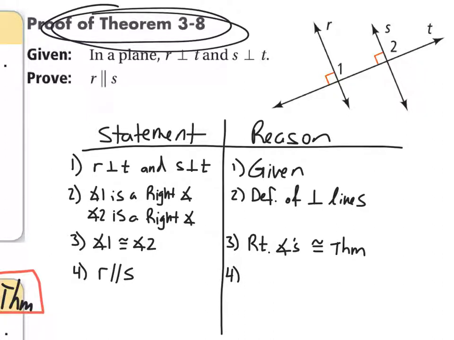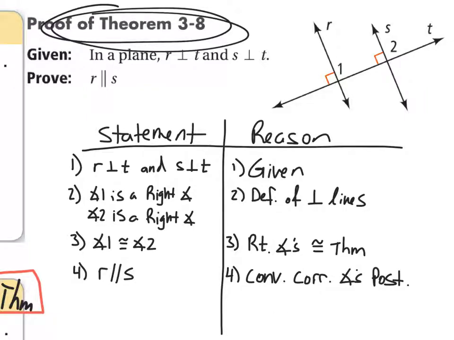Okay? The corresponding angles postulate says if lines are parallel, then angles are congruent. But the converse of the corresponding angles postulate says if angles are congruent, then lines are parallel. We've got to make sure we're using the proper one. Okay, and there's our proof. Good work. Questions?